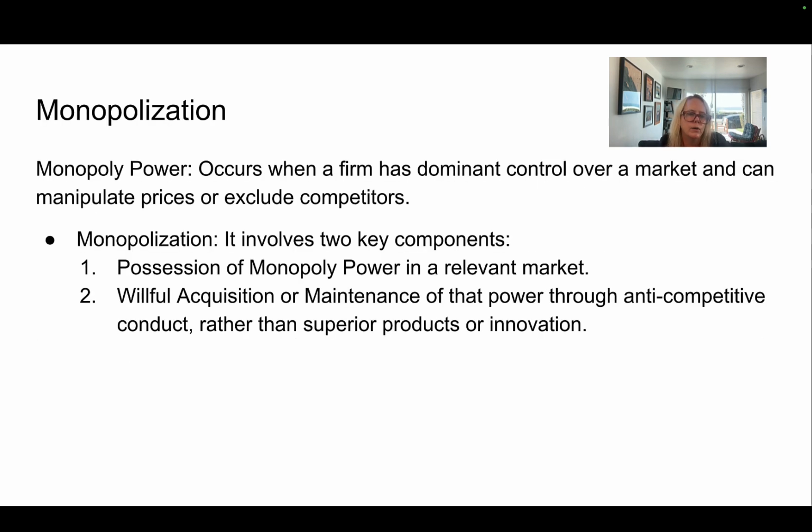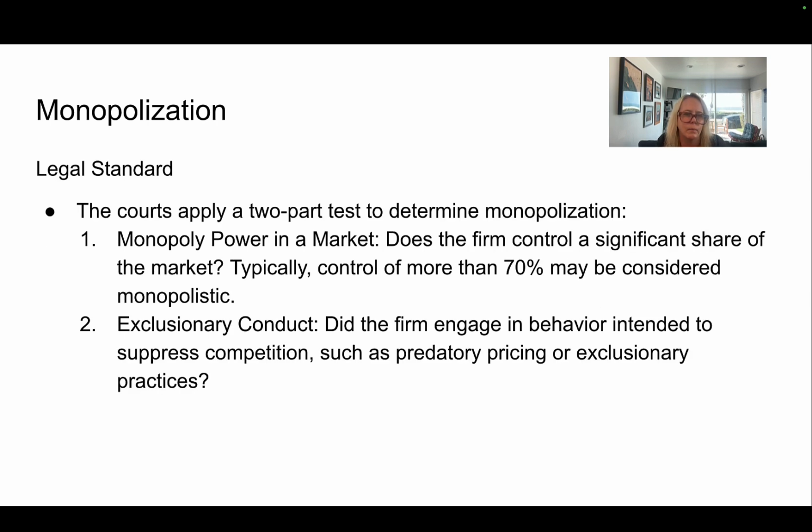Monopoly power occurs when a company has dominant control over the market and can manipulate prices or exclude competitors. Two key components. First, possession of monopoly power in a relevant market. Like I said, the one that comes to mind is Google. And second, willful acquisition or maintenance of that power through anti-competitive conduct rather than superior products or innovation. Again, there's a lot of folks that say that Google forces people into and out of markets and forces people to do business with them.